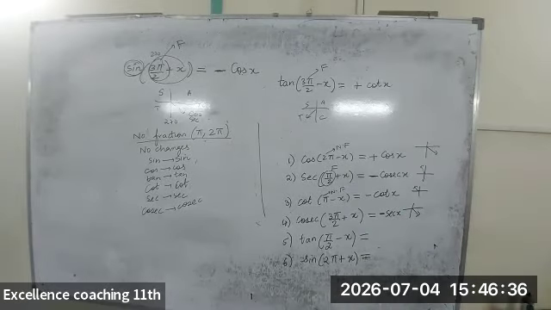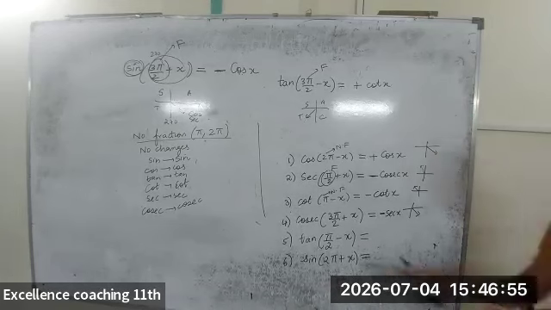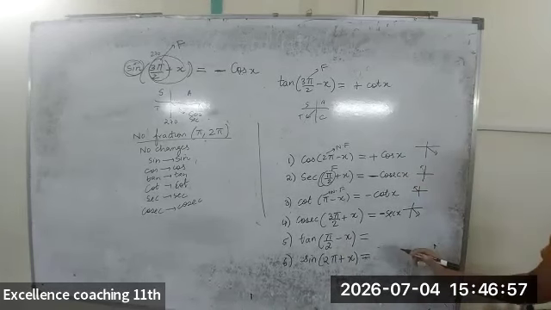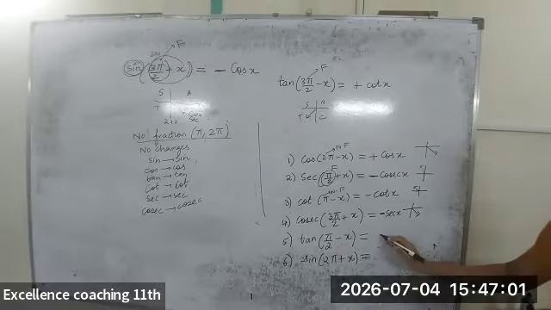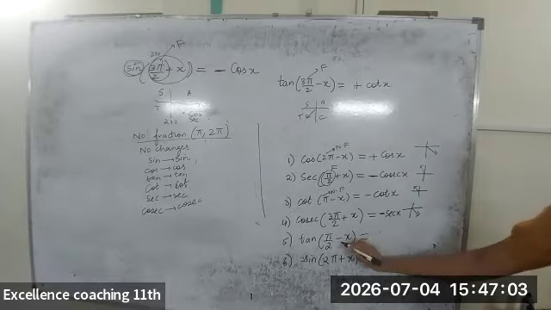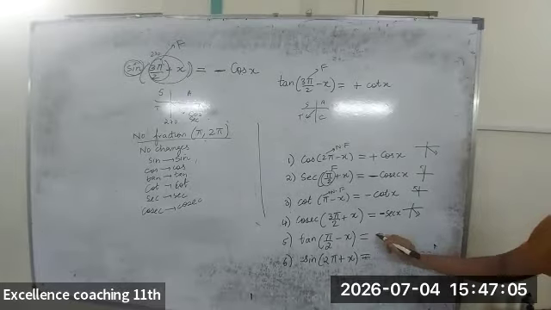Check. Don't copy. First I'll try and then confirm. If you're simply copying, then it will be of no use. Tan of pi by 2 minus x. So this will be minus, meaning second quadrant, again negative.